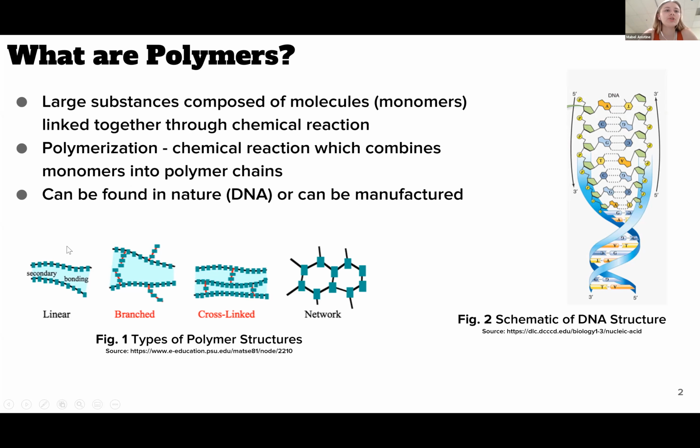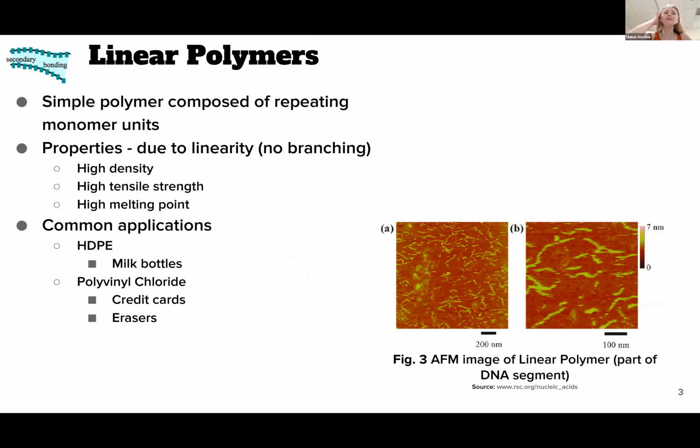And then figure 1 here shows some different structures of polymers, which I'm going to talk about on the next few slides. So linear polymers are simple polymers that are composed of repeating monomer units. So you can see up here, it's very simple, no branching or anything. And due to the linearity, their properties are that they have high density, high tensile strength, and a high melting point because they can arrange in a very organized fashion, so that can help contribute to these properties.